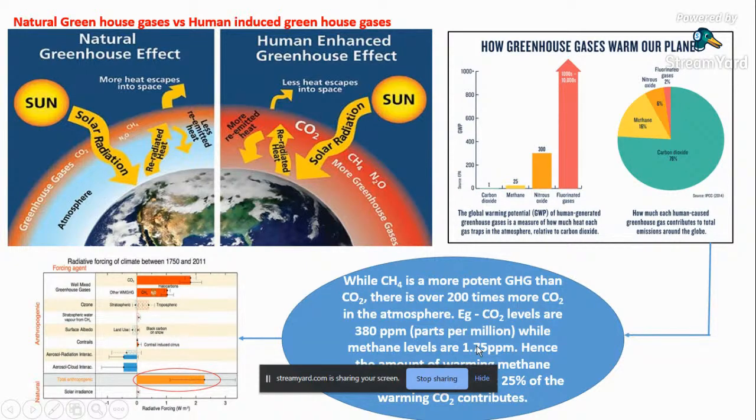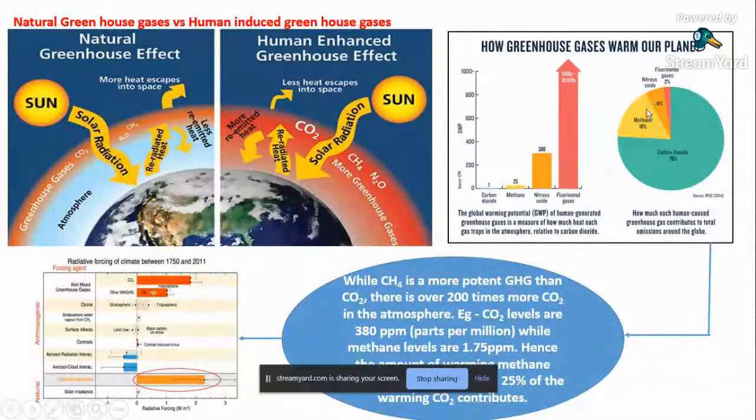Thus, we are not getting more warming because of CH4. So CO2 is a major concern only because of its abundance, but not its effect. If you see the effect, compared to carbon dioxide, methane has a more complicated warming effect than CO2. It will be 25% more.